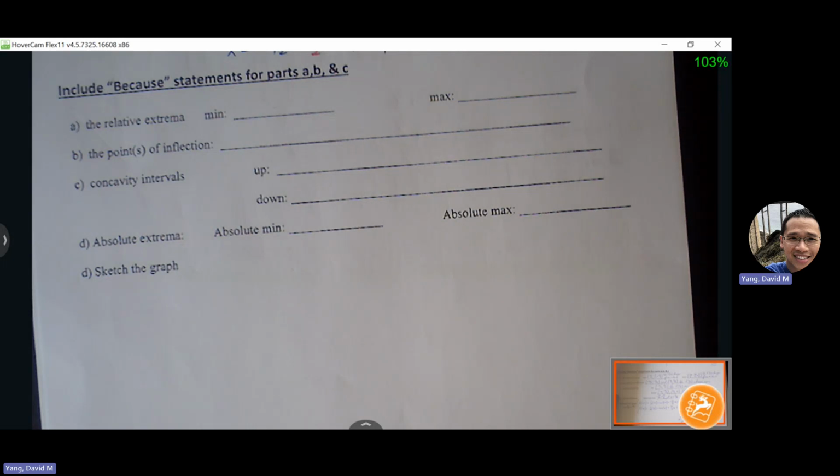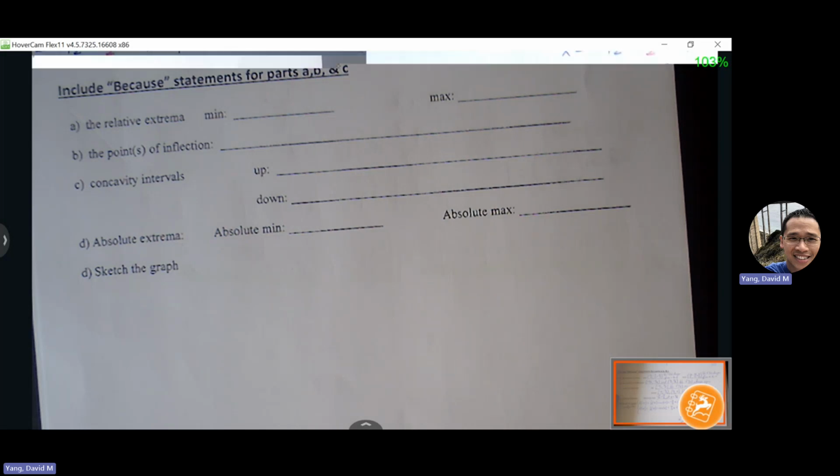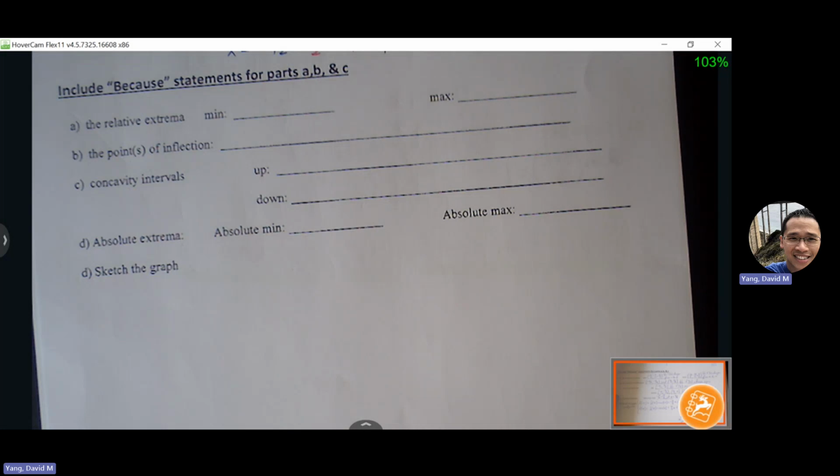No, I need to see this. On this, you can use your decimals to help you approximate on the graph. But I'm looking for this. Find the absolute max up here.